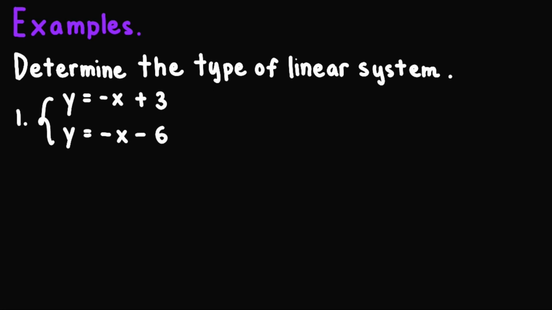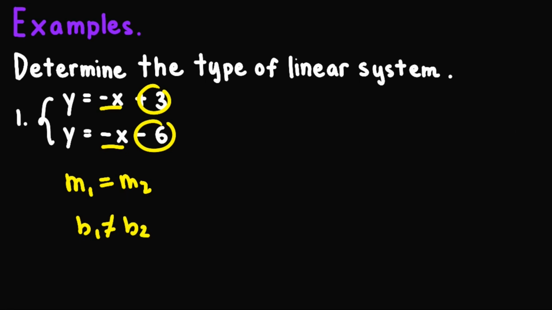Okay, so let's start. In this one, we have y equals negative x plus 3 and y equals negative x minus 6. Observe that these two are already in their slope-intercept form, so it's easy to observe their slopes and their y-intercepts. First, observe that the slopes out here are equal, since the slopes are -1 for both. Moreover, we observe that the y-intercepts are not equal.